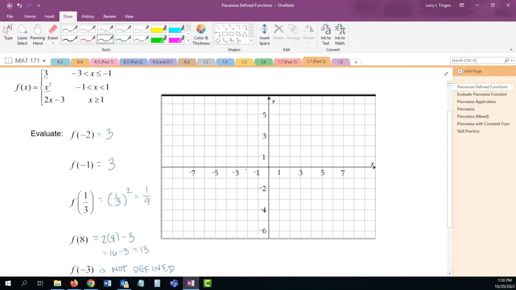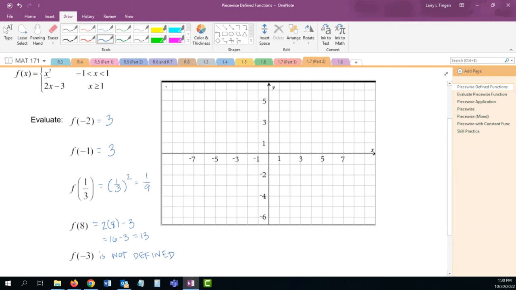So when x is -2, y is 3. So there's 1 point. When x is -1, y is 3. When x is 1/3, f is 1/9. That's going to be really tough to graph, so I'm going to go over a third, and then I need to go up a ninth. That's going to be really, really close to that value.